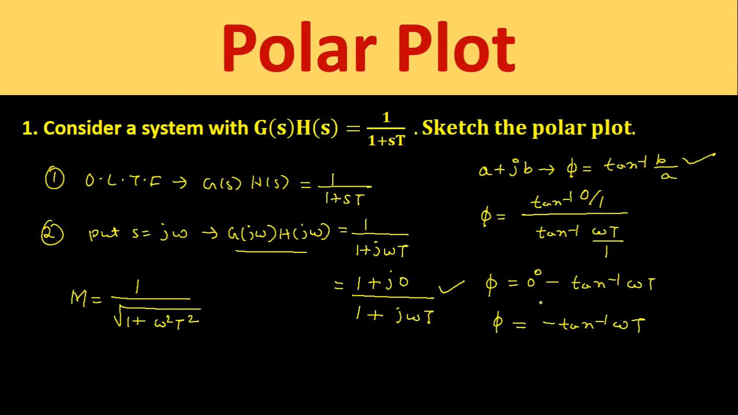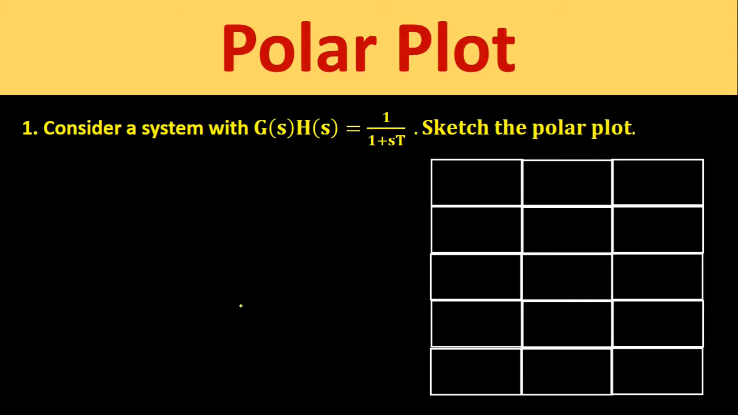Now we will use this phase angle and magnitude equation to construct the table for drawing the polar plot. So in the first column we will represent omega values. In the second column we will represent magnitude, whose equation is 1 upon under root 1 plus omega square T square. And in the third column we will represent phase value. Phase is equal to minus of tan inverse omega T. Now we will put all the values of omega and find the corresponding values of magnitude and phase.